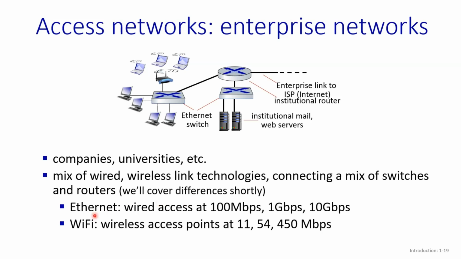Ethernet is a very fast wired access. It provides 100 MB per second speed, and 1 GB and 10 GB per second as well. And the Wi-Fi wireless access points provide speeds of 11 MB per second, 54 MB per second, and 450 MB per second.